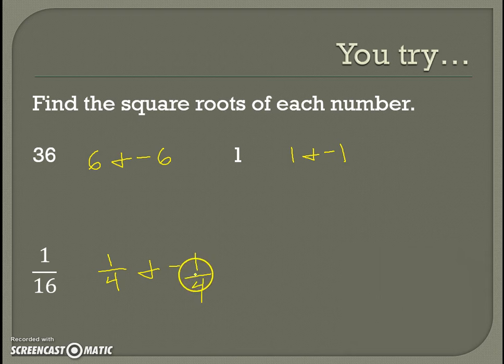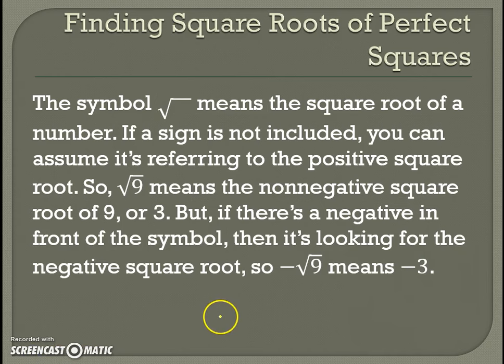All right, so hopefully you got those. If not, try to find your mistake. If you did get them, great. If you can't find your mistake, make sure that you ask me the next time I see you in class. So let's go on to our next example here. So here we're finding square roots of perfect squares. This is just notes. This is important information. So you want to pause and write all of this down.